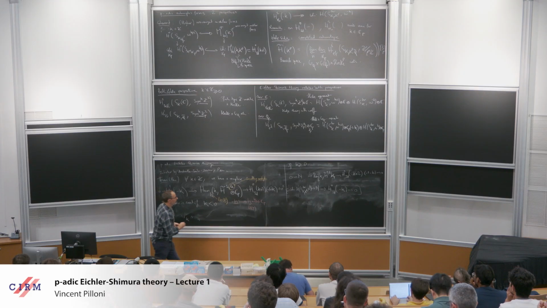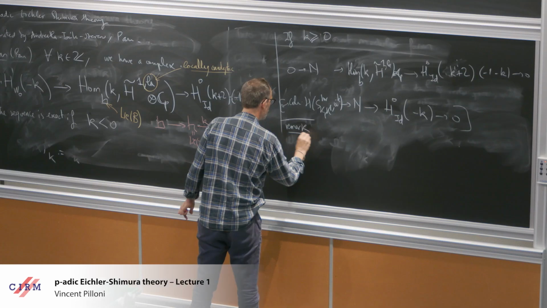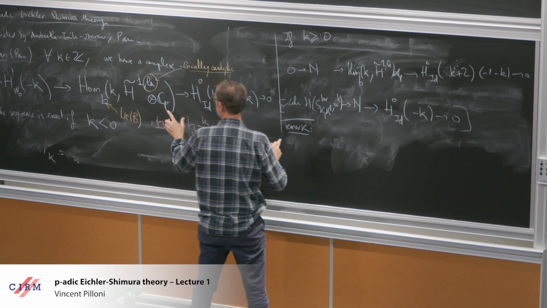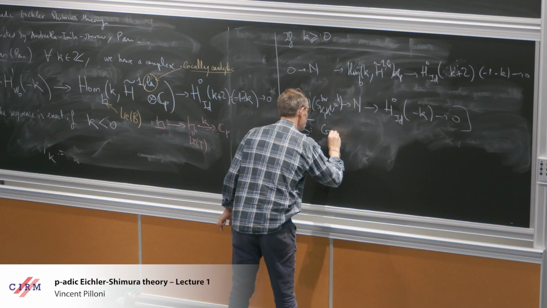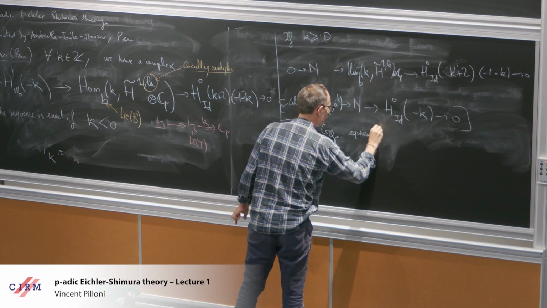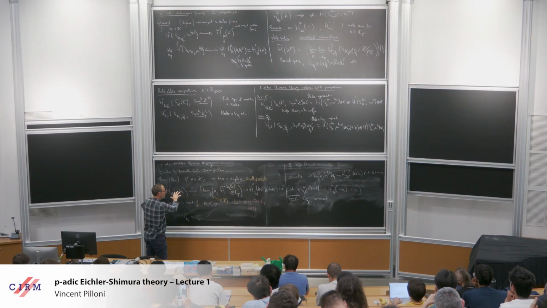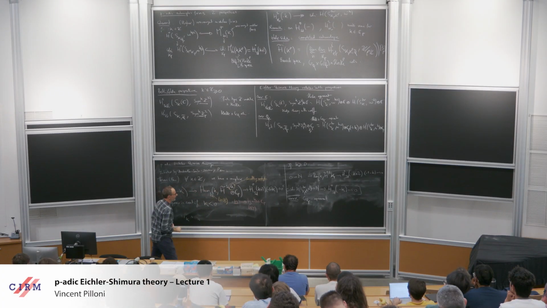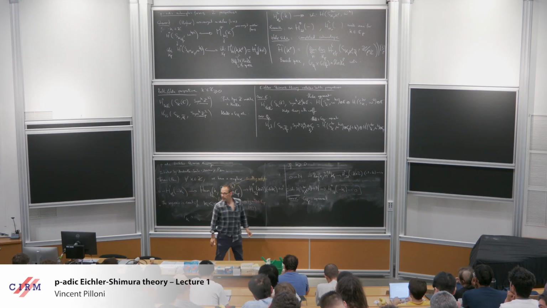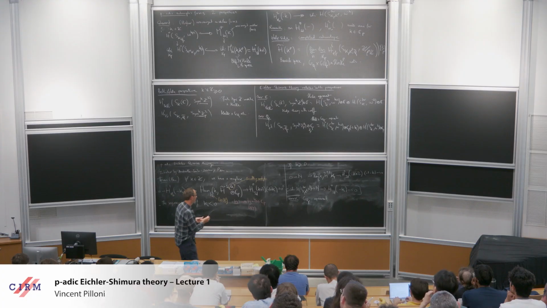Maybe just before moving on, I can make one more remark: this decomposition is really GQP equivariant. And so again, you have a GQP action. The last question: the -1 minus k is a twist. Yes, and this is a Tate twist.